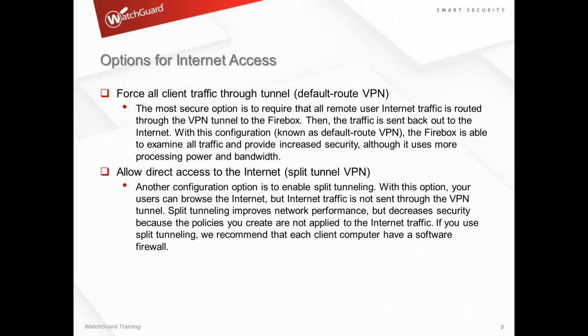Then we also have allowed direct access to the internet, and this is a split tunnel VPN. With this option, your users can browse the internet, but internet traffic isn't routed through, for instance, corporate. If they were to go to anything outside of corporate, it would be their phone's IP address or their device's IP address. And anything going to corporate, for instance a website that was published at corporate, that traffic would just go to corporate.